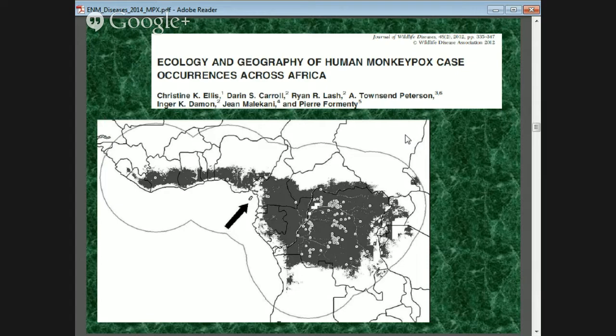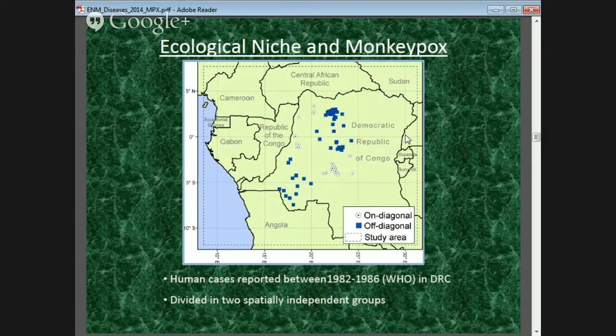The environmental characteristics there were not suitable for monkeypox to transmit into humans, and maybe currently they are suitable. So we took on this question and used a database from the 1980s, 82 to 86 probably, that has all the reports of monkeypox.